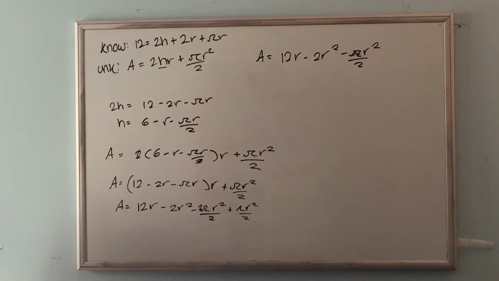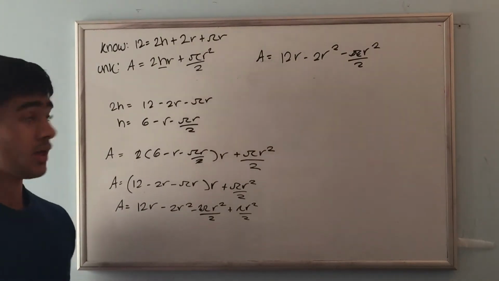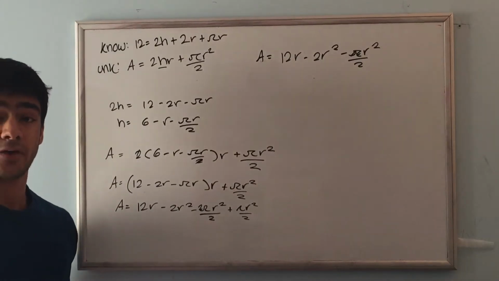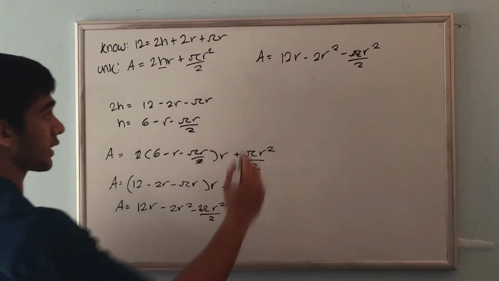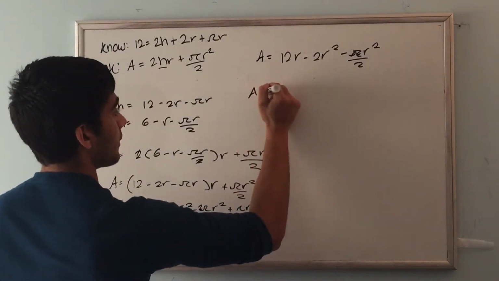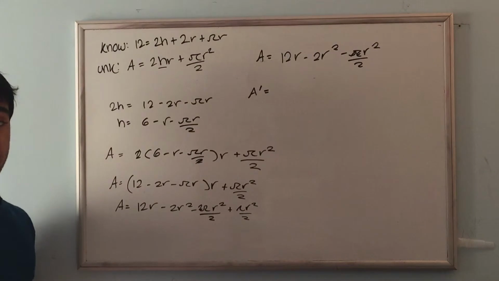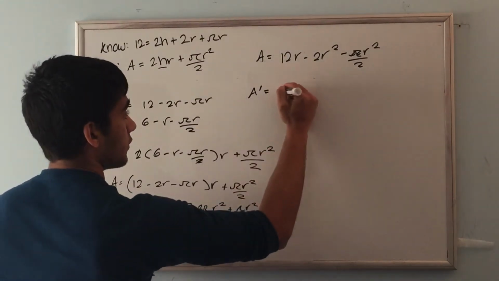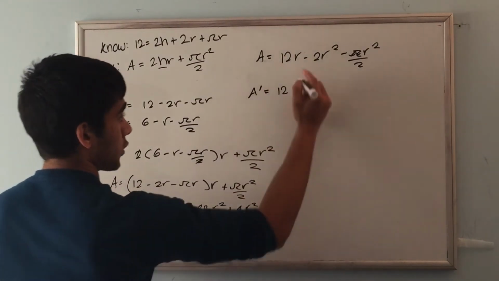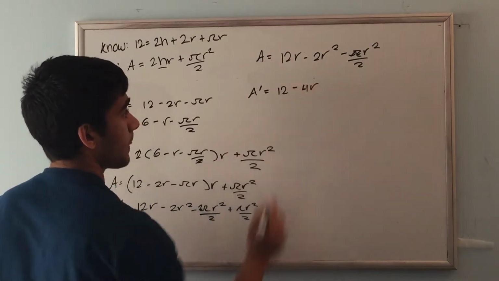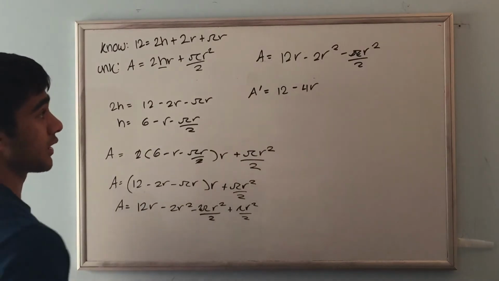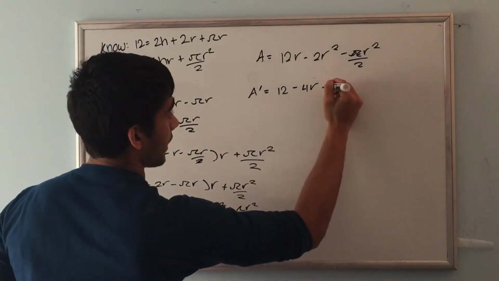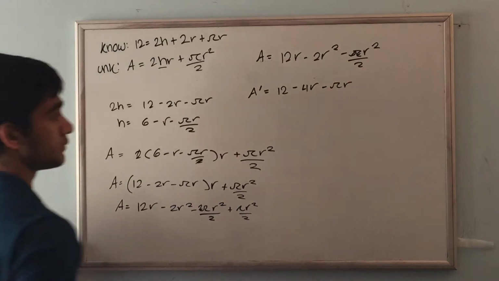And that is the equation for our area. So now we want to take the derivative of this, and set that equal to 0 and find our critical points to determine the maximum area needed. So let's take the derivative of this. A prime equals, remember, take the derivative with respect to r, so 12r becomes 12, minus 2r squared will become minus 4r, and negative pi over 2 r squared, remember the pi over 2 is a constant, so we bring down the 2, so it would be negative pi r.